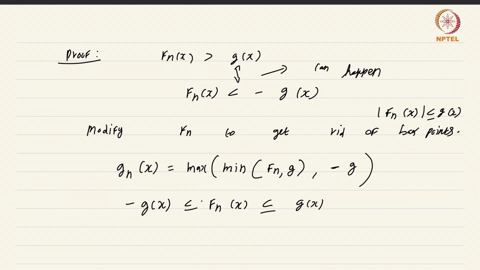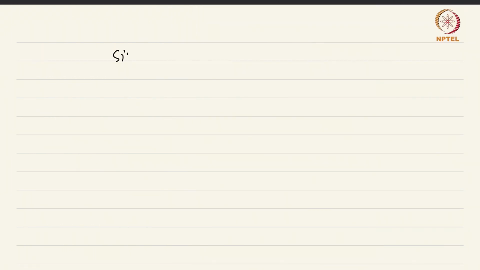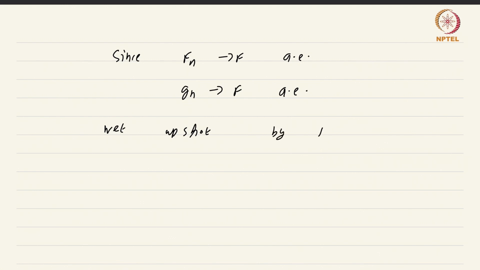Okay, so the net upshot of all this is mod gn is less than or equal to g almost everywhere. Also gn is Lebesgue integrable, because it's a maximum and minimum of Lebesgue integrable functions. And it's also easy to see that since fn converges to f almost everywhere, gn converges to f almost everywhere. So by the dominated convergence theorem, f is Lebesgue integrable. This is another useful thing to remember about how to show a function is Lebesgue integrable.